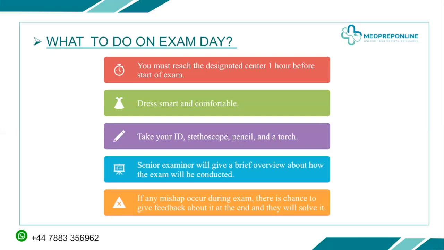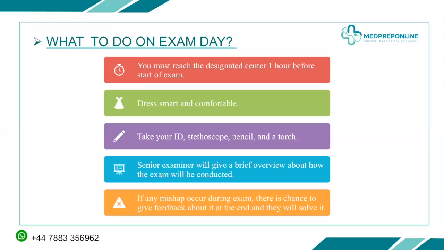Suppose, congratulations, you have got the seat, and now there are some golden tips for the exam day. You must reach the designated center 1 hour before the start of the exam. About 1 week or 14 days before, you will get an admission form from the Royal College. They will mention the date and time of the exam, and you will already know about the exam center. So you have to reach 1 hour before.